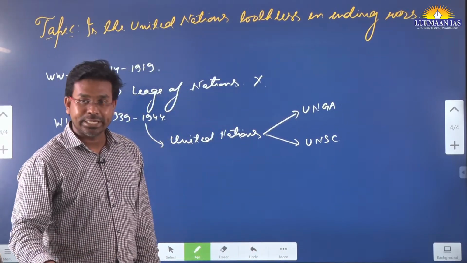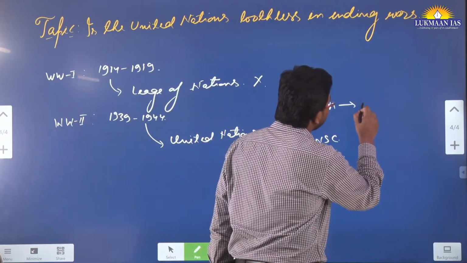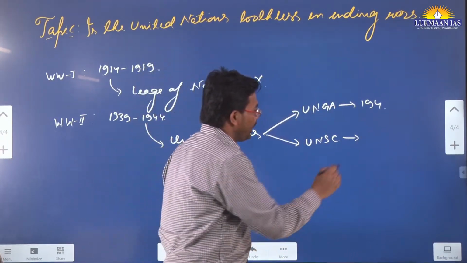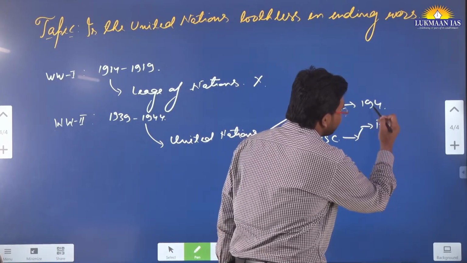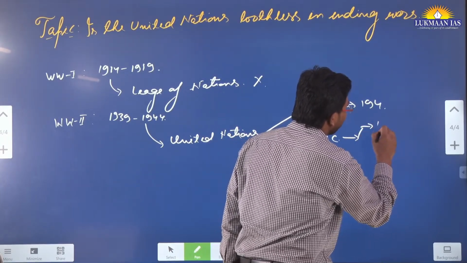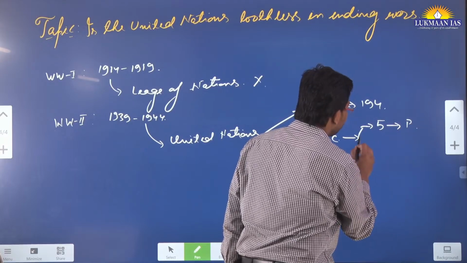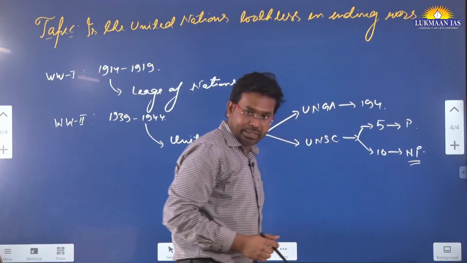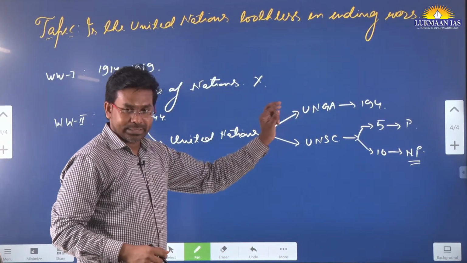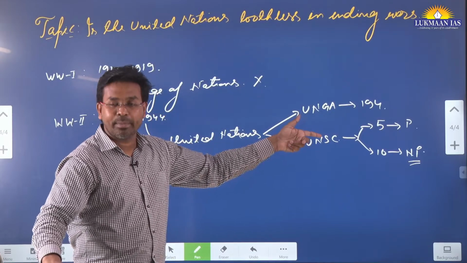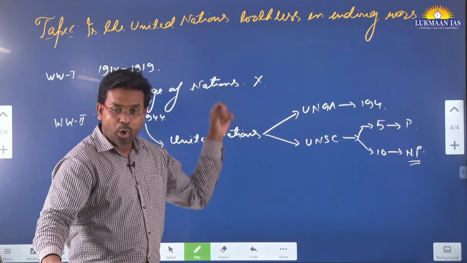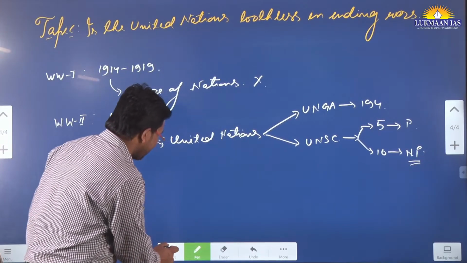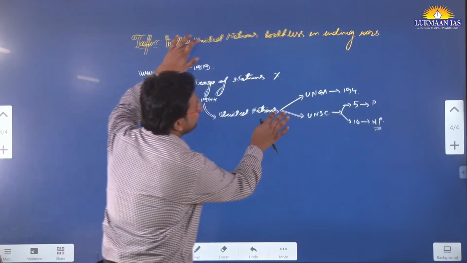The United Nations General Assembly has 194 members. The United Nations Security Council has 5 permanent members and 10 non-permanent members. The non-permanent members keep on shifting, every 2 years. What is the difference between permanent and non-permanent members? Although all of them have voting rights, the permanent members have veto power.